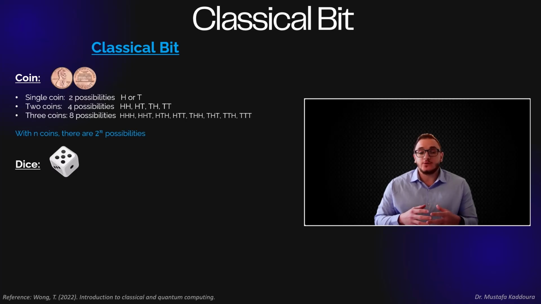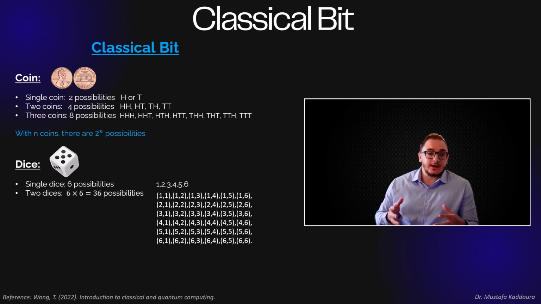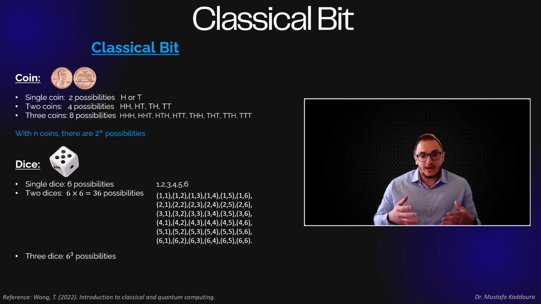Now consider a dice and you are rolling it and looking for the number that you are getting. If you are rolling a single die, you have 6 possibilities, which are 1, 2, 3, 4, 5, 6. If you added a second die, you will have 6 by 6 possibilities, which are listed on the screen. For example, the first die can show you number 1, the second one can show you number 1. Or the first one shows you number 1, the second shows number 2, or 1, 3, 1, 4, etc. And if you added a third die, you will have 6^3 possible outcomes. So we can conclude that n dice gives you 6^n possibilities.